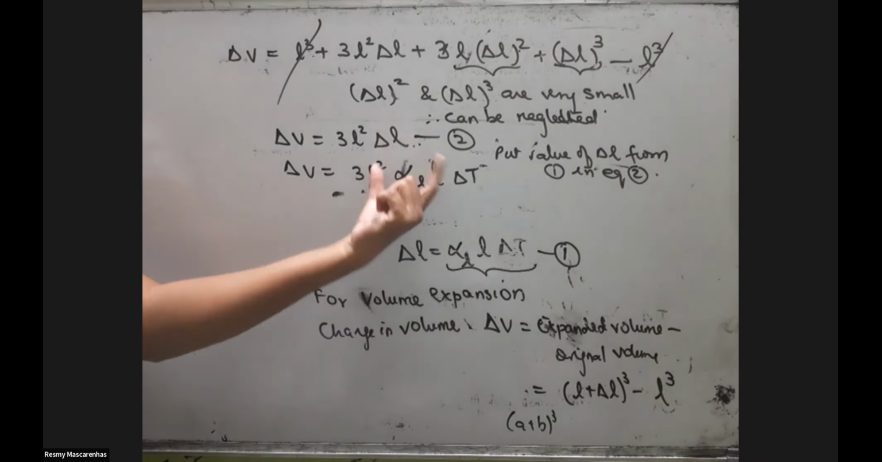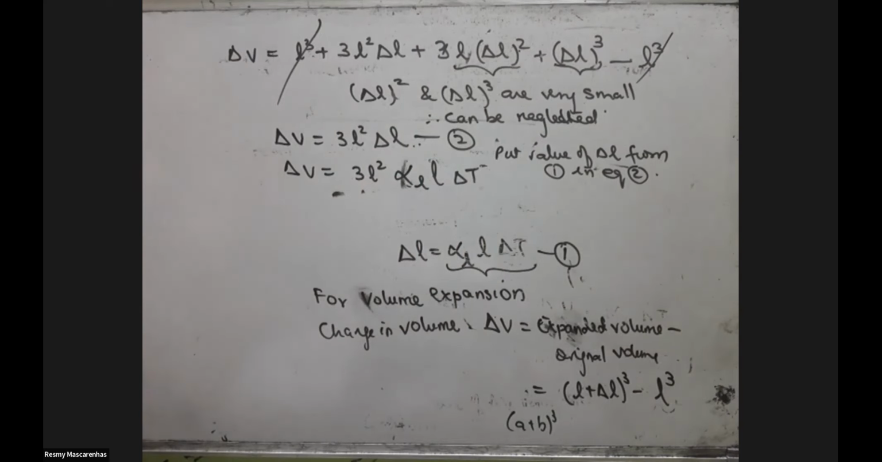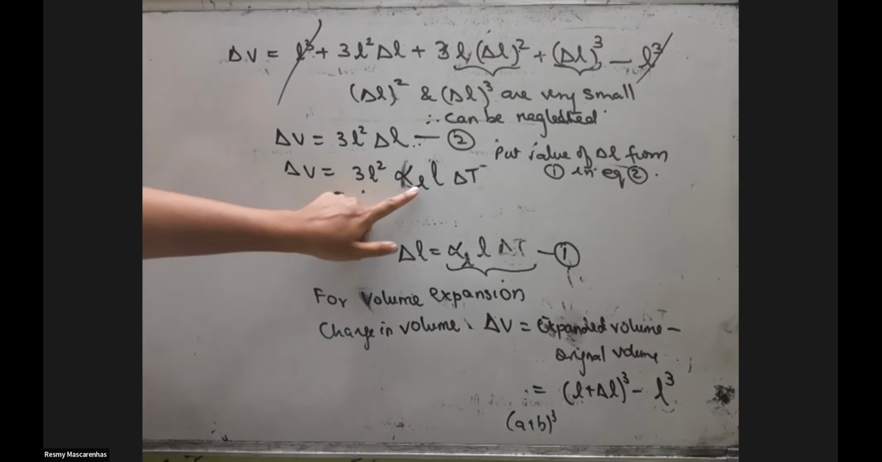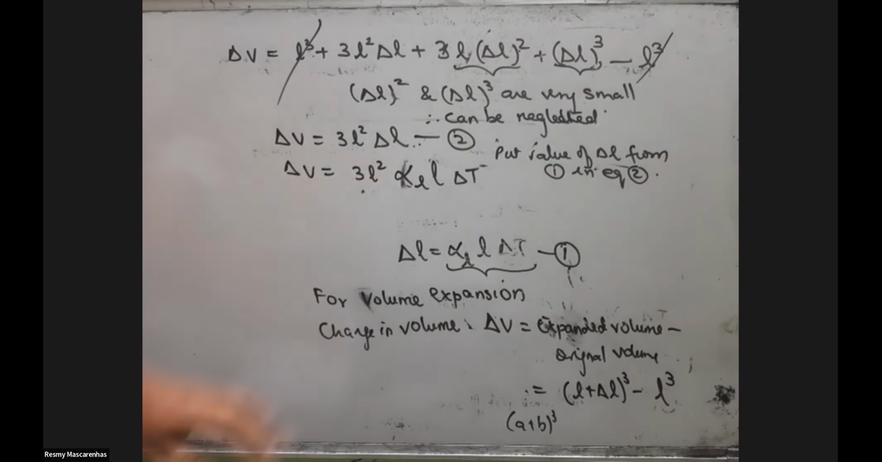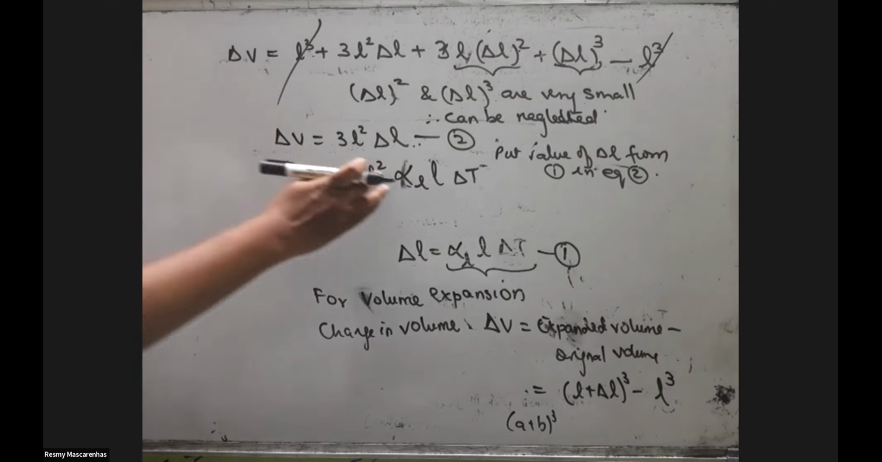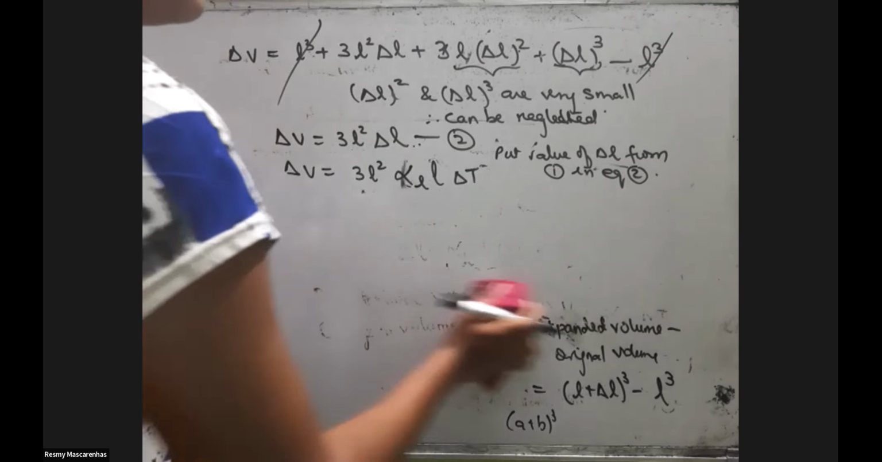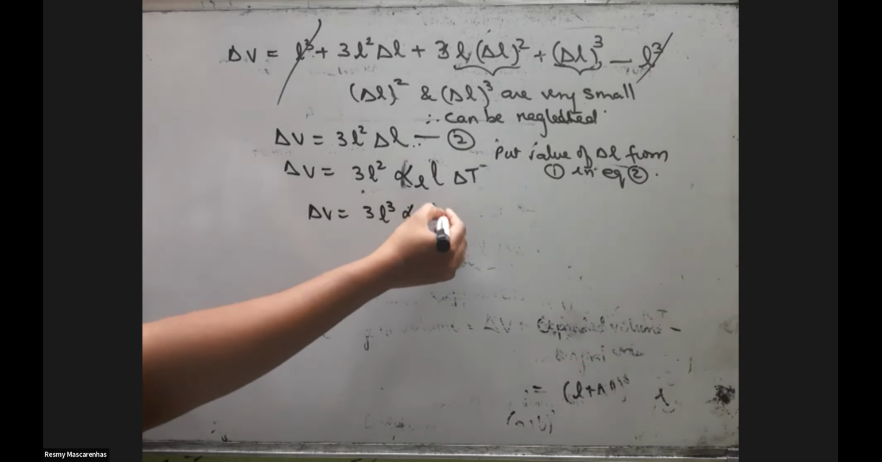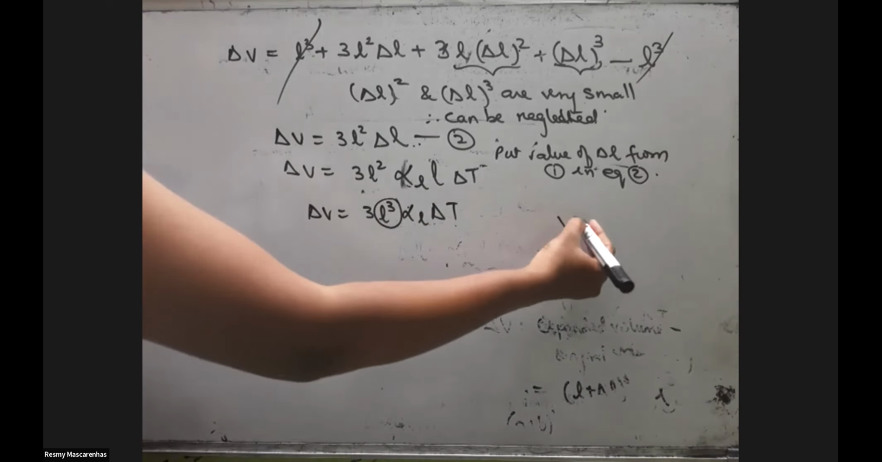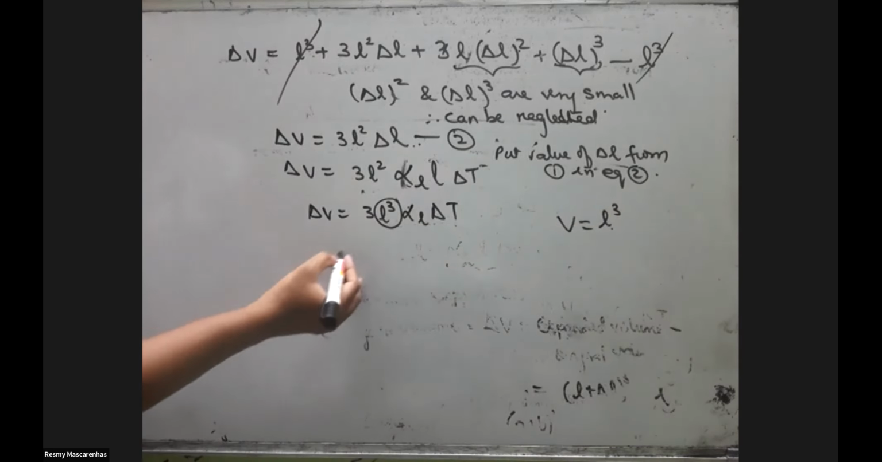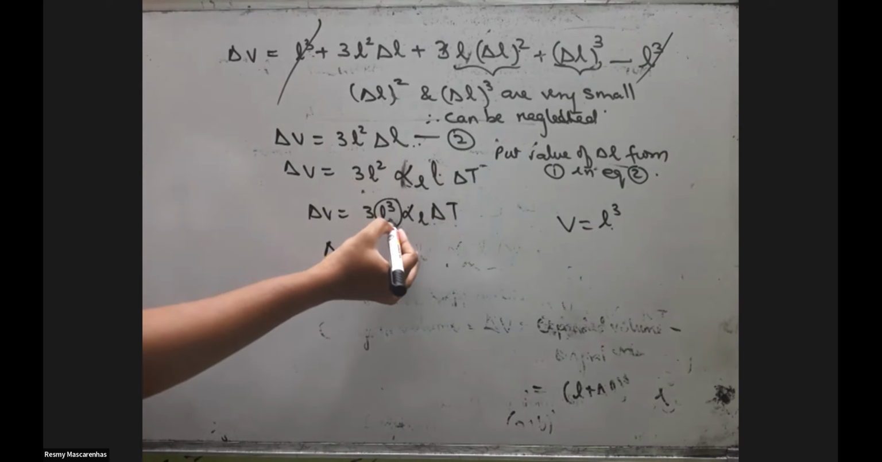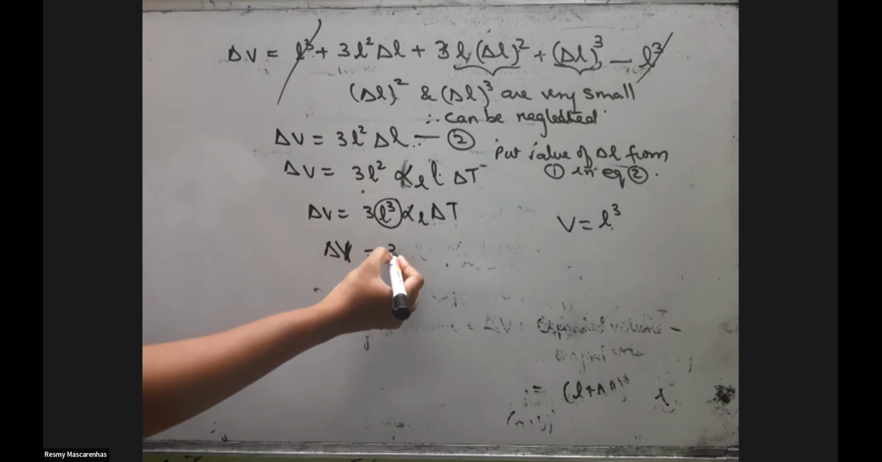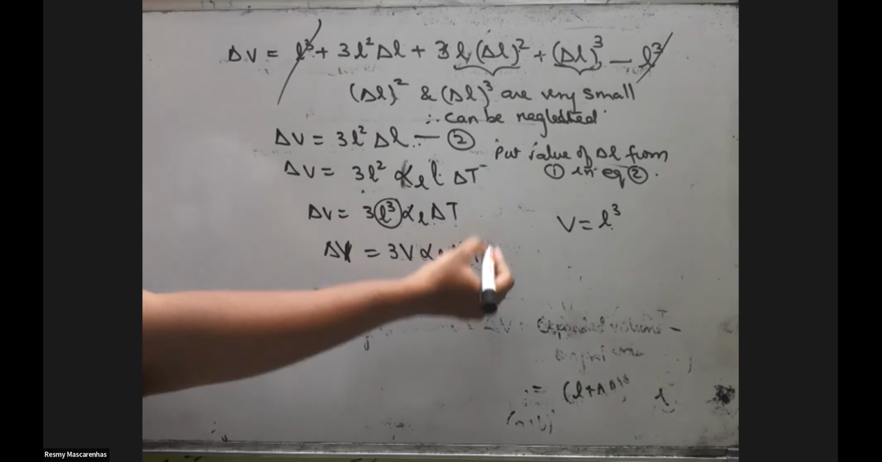This delta L I put here. But now the answer I want is in terms of a relation with delta V. Right now it is only alpha L, so I want something in terms of volume. What is this? L into L will be L square, into L will give me L cube. Alpha L delta T. And what is L cube? Volume. So we'll just put it as volume. L square into L I got as L cube. So put it as delta T.